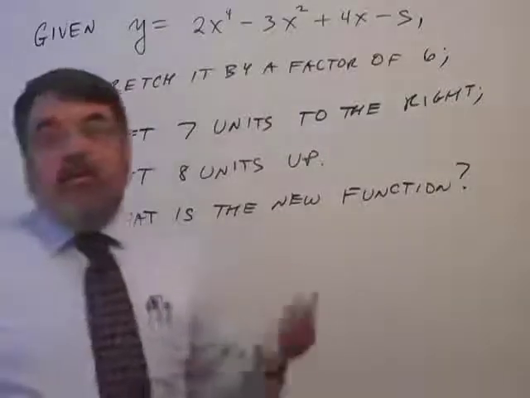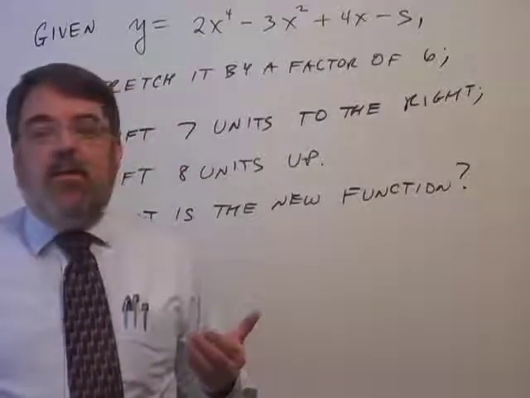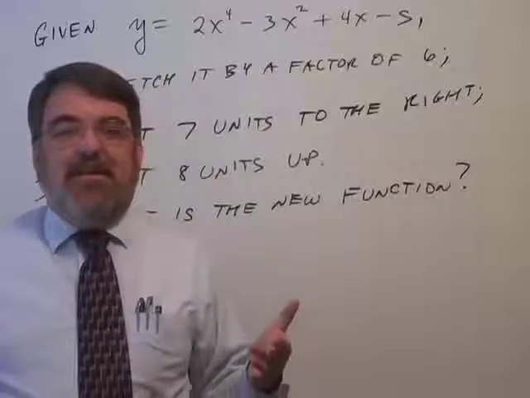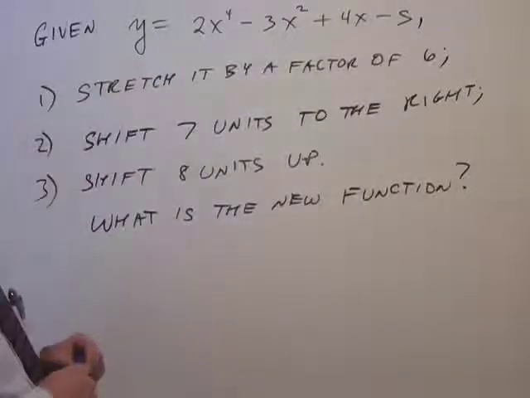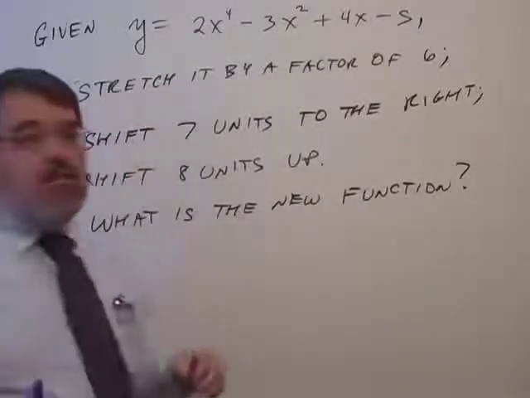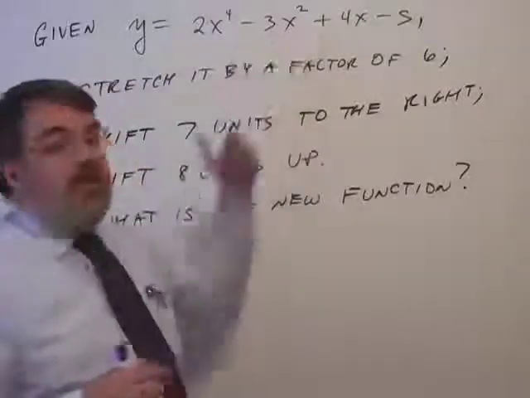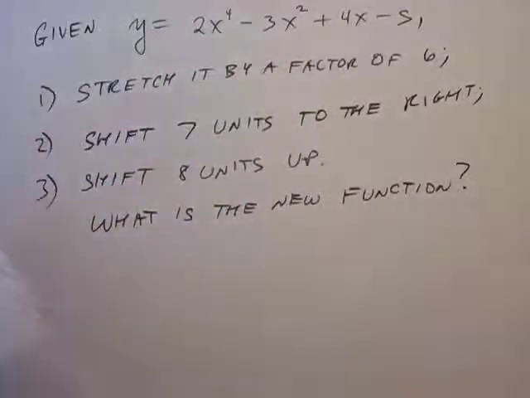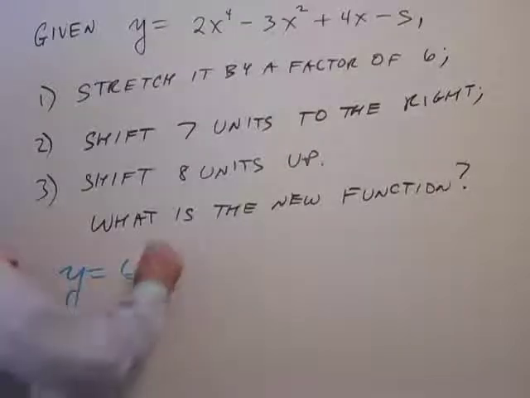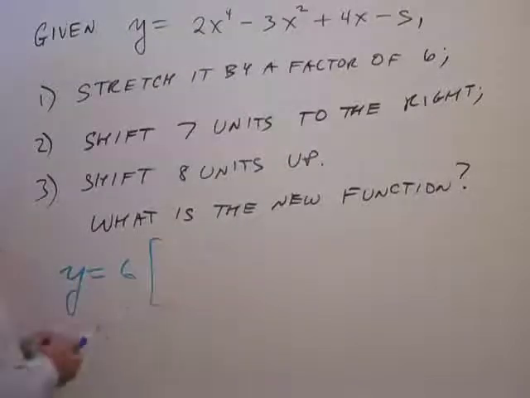Now, there was no reflection this time. Reflection would mean I would have a negative in there. But stretch by a factor of 6 means I'm going to what? I'm going to multiply this entire thing by 6. So y equals 6, and I'm going to use a bracket here.